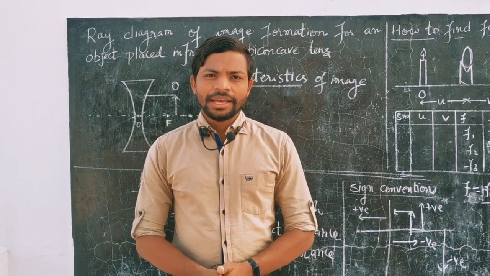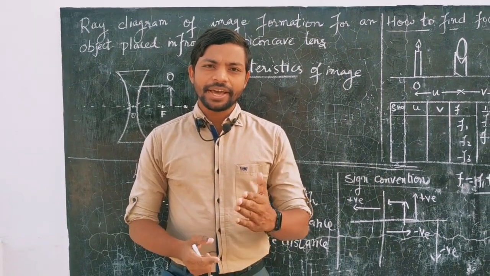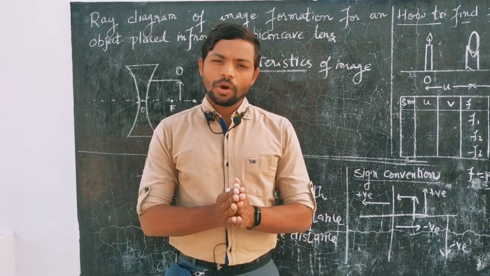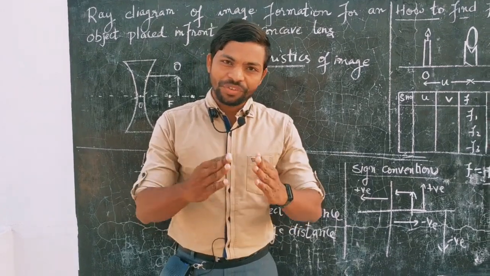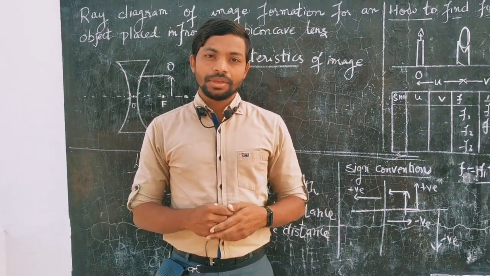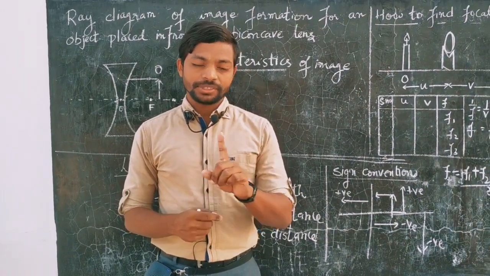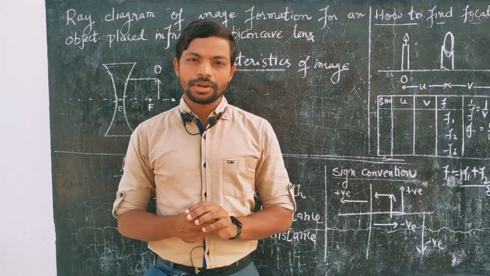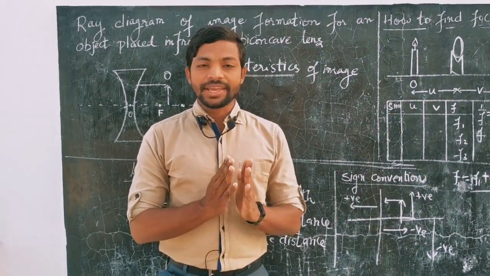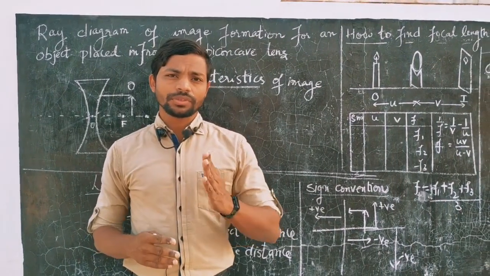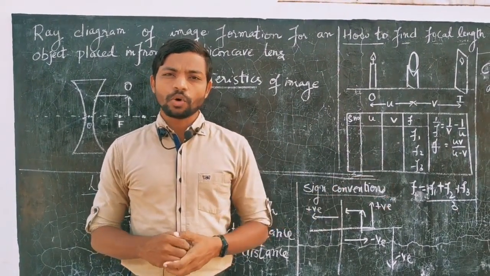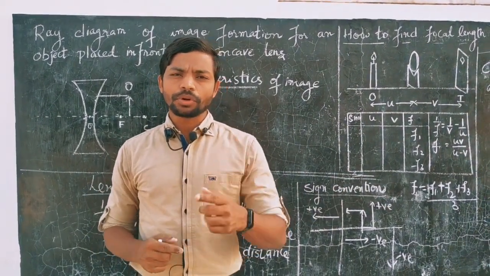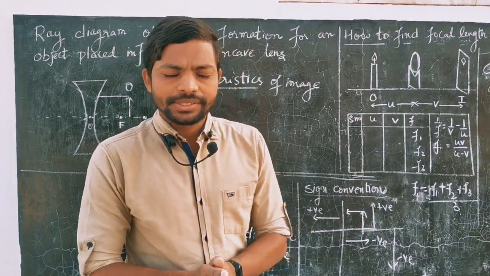Hi friends, in the last class we have seen the ray diagrams formed for an object placed in front of a convex lens. We will see now ray diagrams for, actually there is only one ray diagram for concave lens. So let us explore that. After that we will see the remaining part of the lesson. There are some very important topics coming on. So let's see.